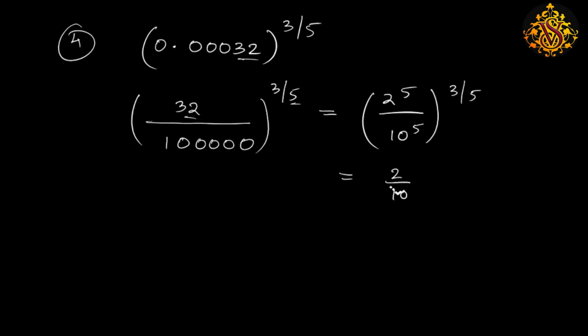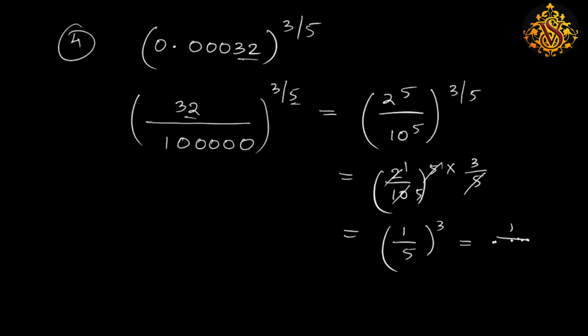2 by 10 whole power 5 into 3 by 5. 5 and 5 get cancelled. Here also we can cancel, as you see here we have 2 and 10. By the second table we can cancel it. We'll be getting 1 by 5. So 1 by 5 whole power 3 we have. So 1 by 5 cube is 125. Okay, we got the exact answer.